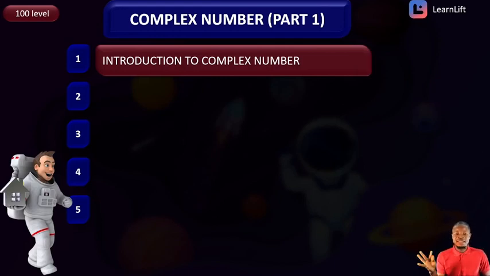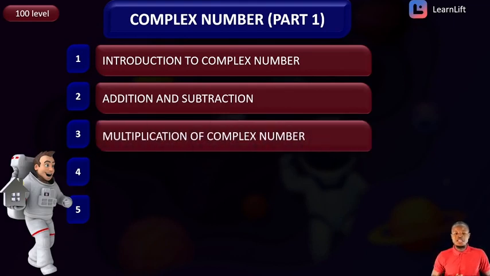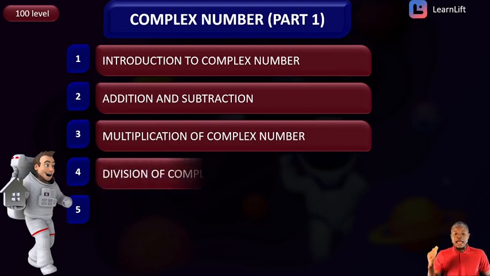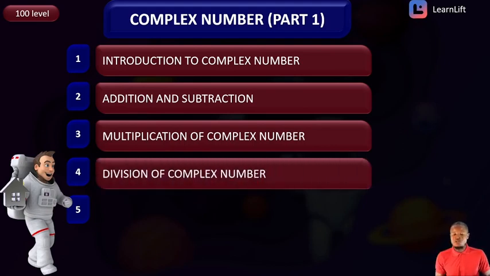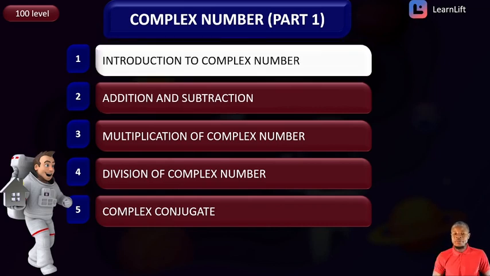When we are done with all the classes under introduction to complex number, we'll flow down to addition and subtraction of complex number. We're going to look at the multiplication of complex number, and then we'll look at the division of complex number. We're going to be looking at everything in detail, and we'll cap it up with complex conjugates. So sit tight, get relaxed as we start the first part, which is the introduction to complex number.